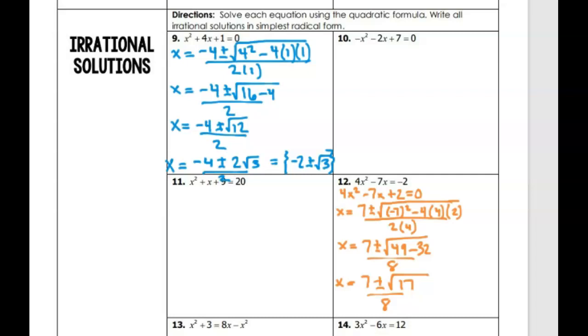So when you have an answer like that, you're just going to keep it as 7 plus or minus the square root of 17 over 8. We really can't simplify that anymore. And you can actually type this answer in just as it is. So you can leave it as a fraction with that.